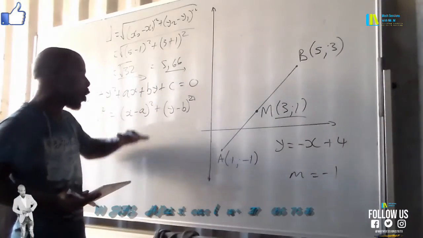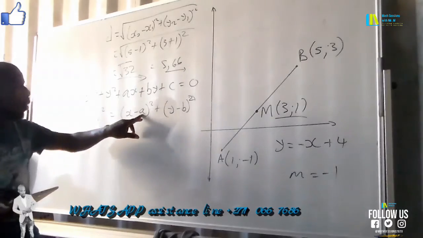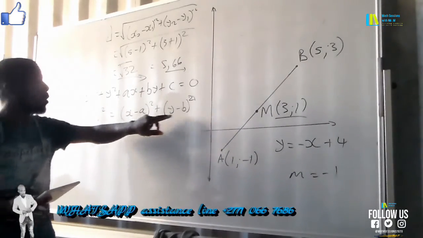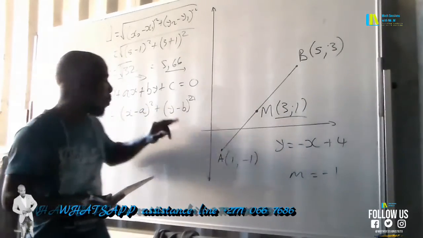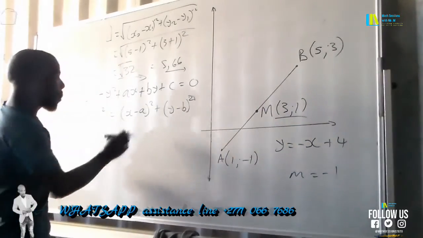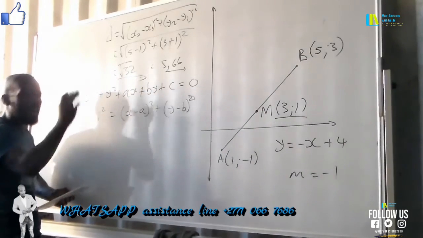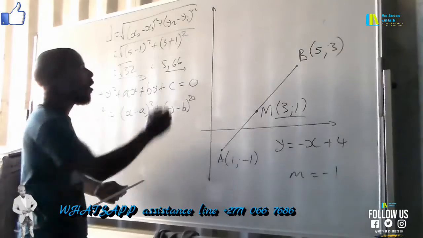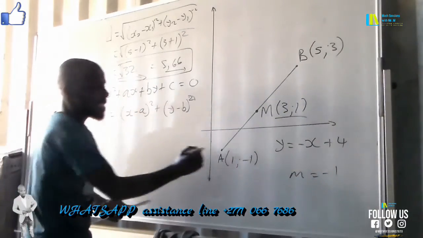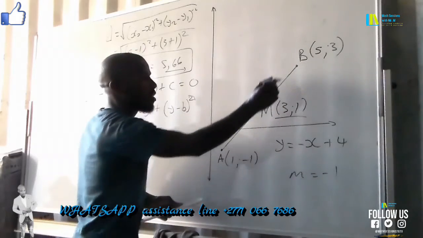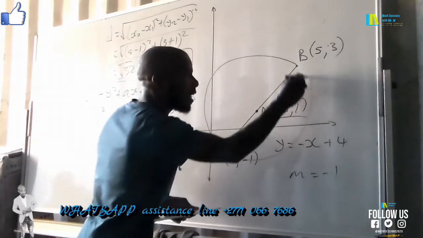So I want us to take note before we carry on, because we have to know our r, we have to know our a and b. Our a and b, we are going to use our midpoint. A becomes our x, and your b becomes your y value. So we have 3 here, and we have 1 there. But we do not know our r squared. Basically we have it now, because this distance formula is the distance from here to here, because now we have gone about making this a circle.